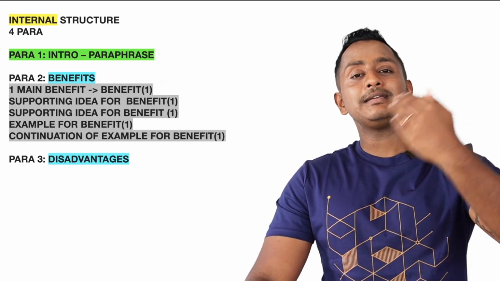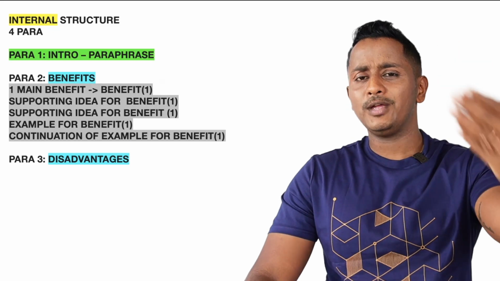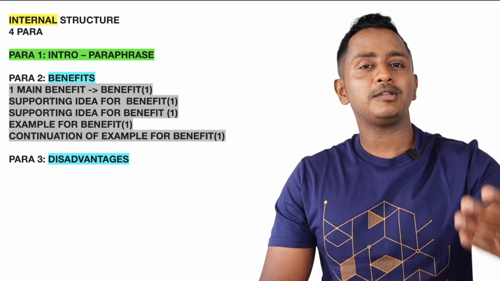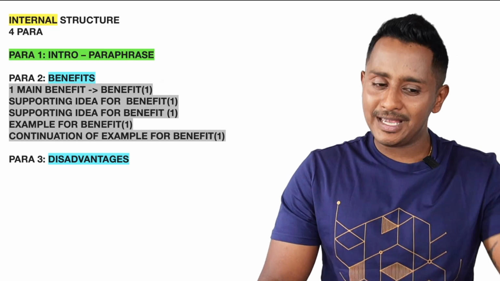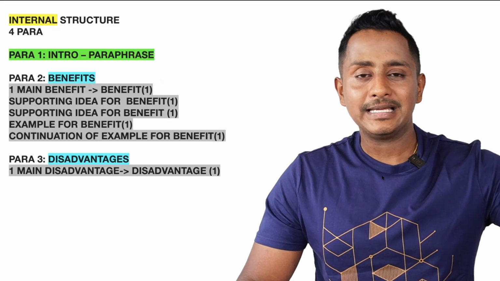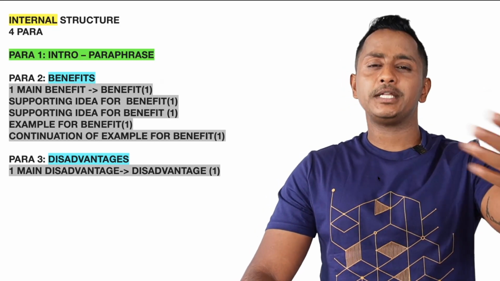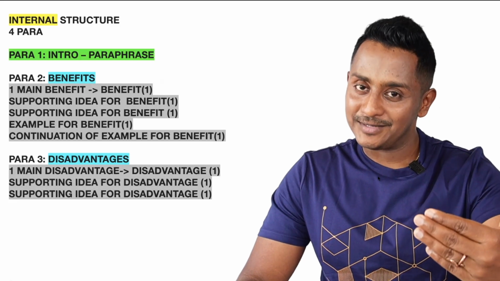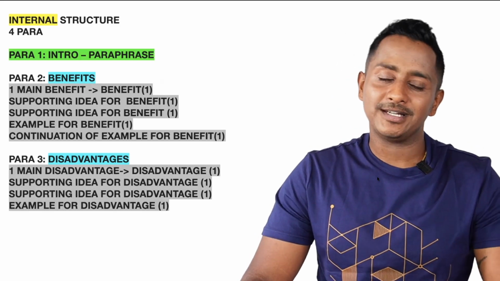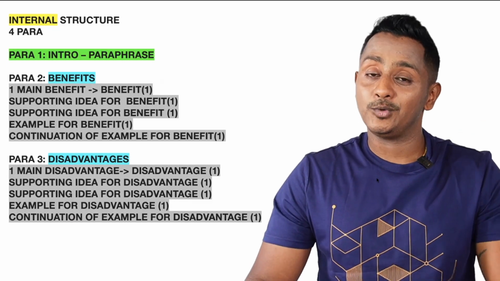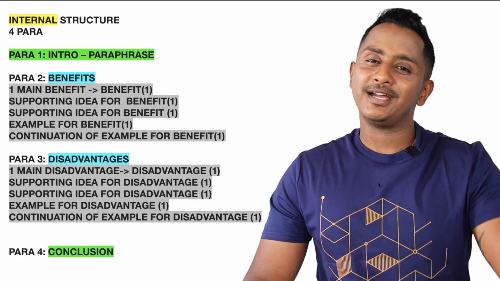Paragraph 3, disadvantages. The way we structured the internal structure for paragraph 2, the same way we're going to structure paragraph 3, which has one main disadvantage, which we call disadvantage number 1. Now the supporting idea for disadvantage number 1, it's a continuation, and then you write an example for disadvantage number 1 and you continue it and then you conclude it. So after this you're going to write paragraph 4.